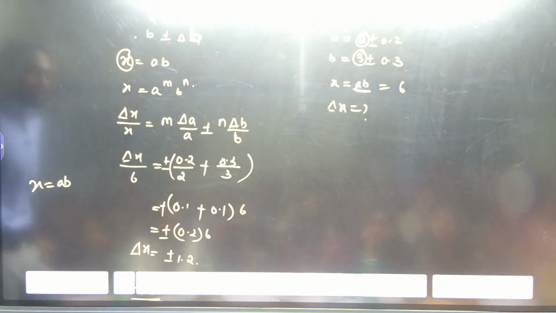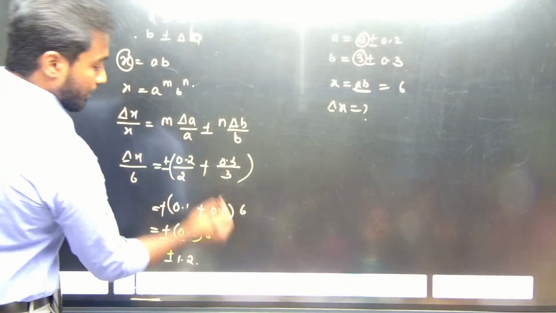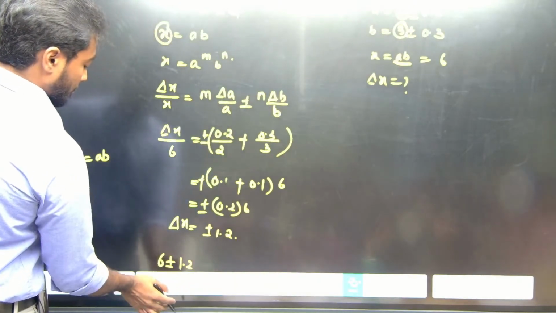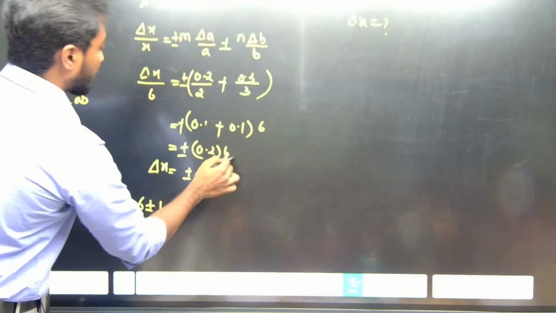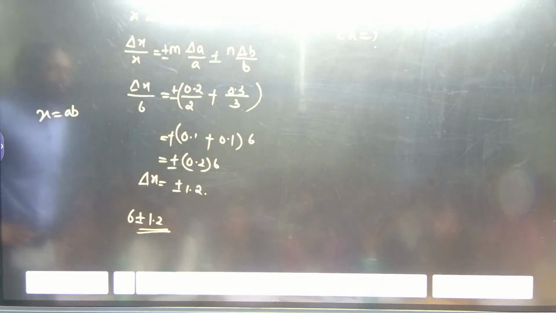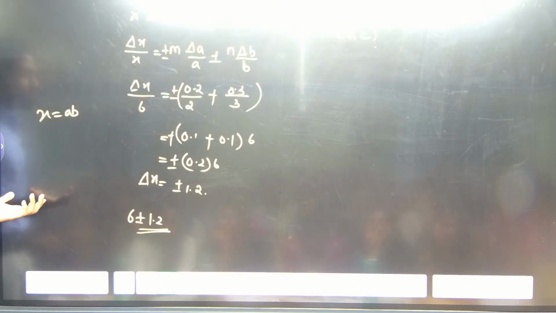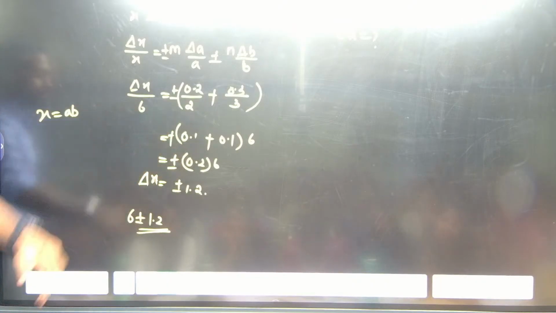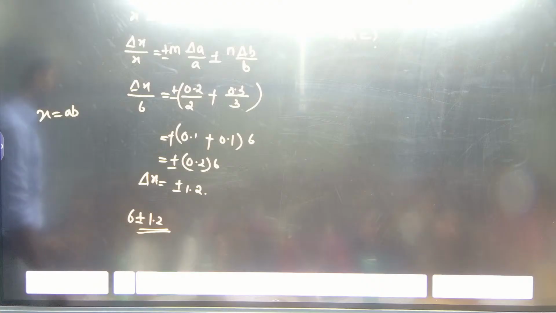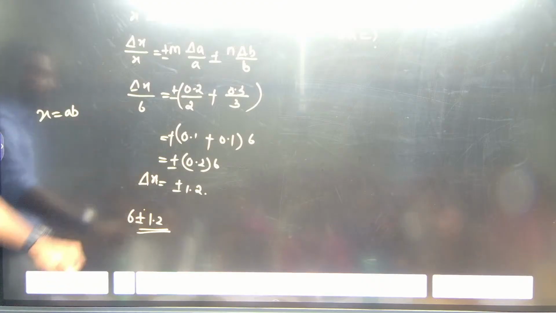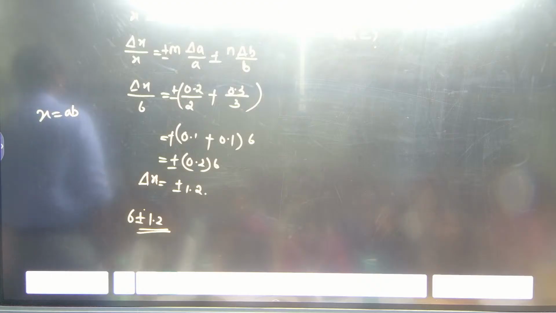So delta x by x is equal to m into delta a by a plus or minus n into delta b by b. Okay. So here also we will get the value as plus or minus. We will take it commonly outside and we will get plus or minus 0.2 by 2 plus 0.3 by 3, and value of x is nothing but 6. So we will take that 6 to the other side and we will get the value of delta x. So we know the value of x and we know the value of delta x. So I can add it now, x plus or minus delta x. Getting the point? So this is for multiplication.